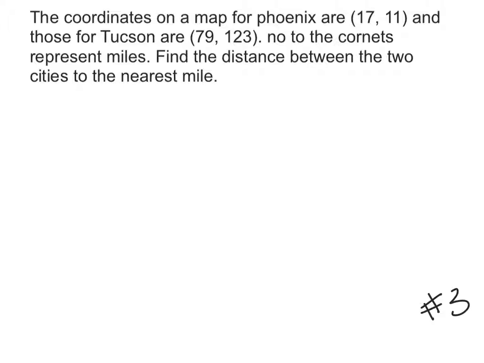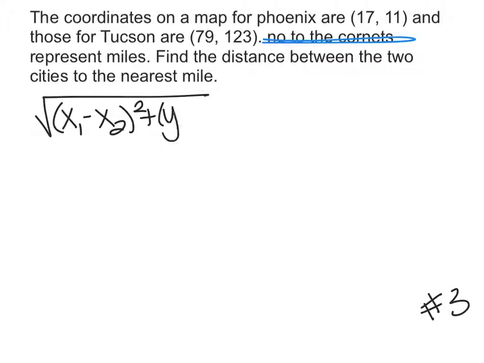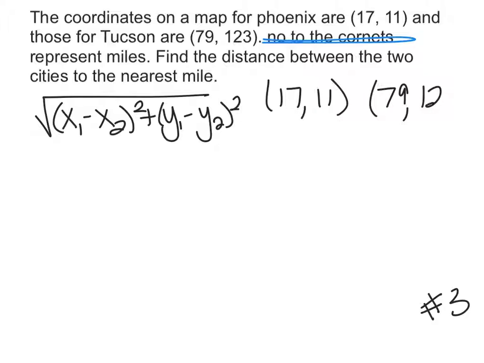The coordinates on a map for Phoenix are 17, 11, and Tucson are 79, 123. This should say, note the coordinates represent miles. Find the distance between the two cities. So I'm finding the distance, so I need the distance formula. x1 minus x2 plus y1 minus y2. So what I need to look at is I have 17, 11 and 79, 123. So let's go ahead and label them. XY, XY.